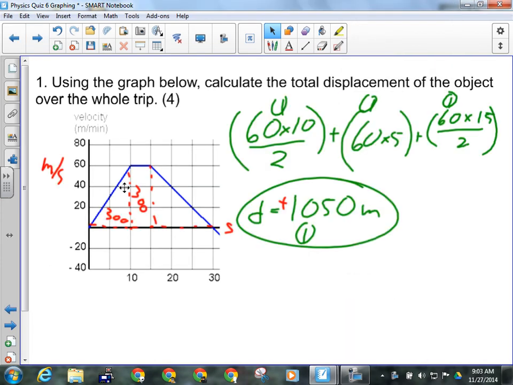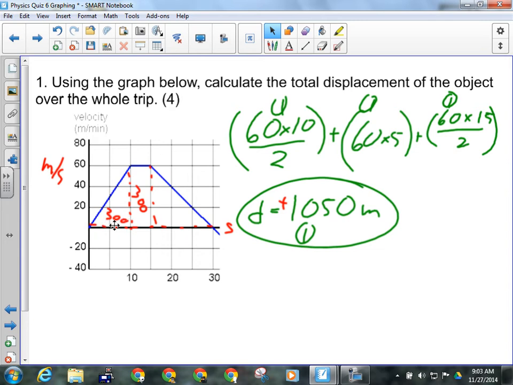All right, so for question number 1 here, we got a velocity versus time graph. If I want to find my displacement, I need to take average velocity and multiply by time. In order to do that, I'm essentially finding the area underneath the line.